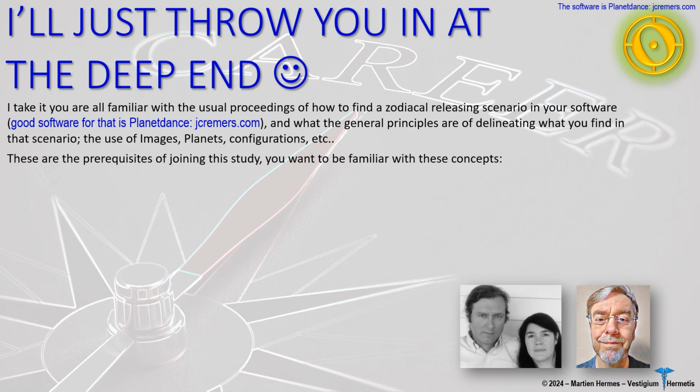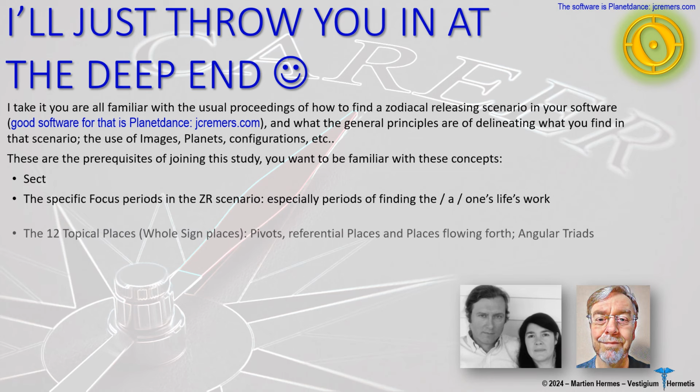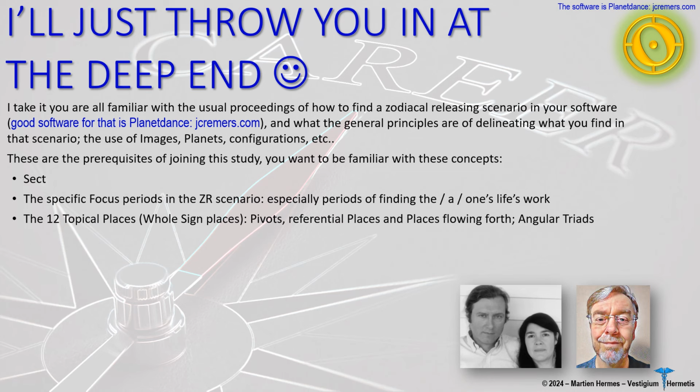So what does that entail? You need to be familiar with the next sort of concepts. You need to be familiar with the sect doctrine, sorry, the specific focus periods in the zodiacal releasing scenario, and especially the periods of finding the life's work, which is a special investigation, so to speak. You need to be familiar with the 12 topical places, what are called the whole sign places, which are pivots, nowadays known as angles, referential places, now often also called the succeeding places, and the places flowing forth, which have to do with cadent places in modern terminology.